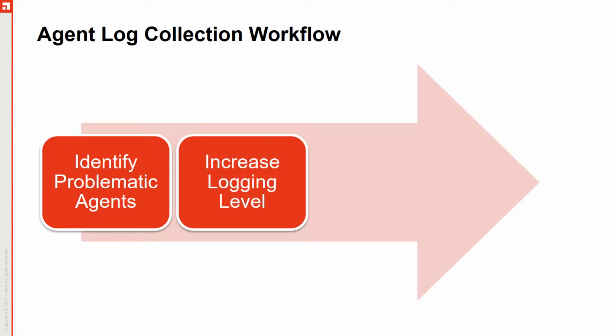Step 2. Increase logging level. To troubleshoot an endpoint, we need to gather all the information about the endpoint that we can. Therefore, we edit the global system policy to maximize the data logged by the endpoint.